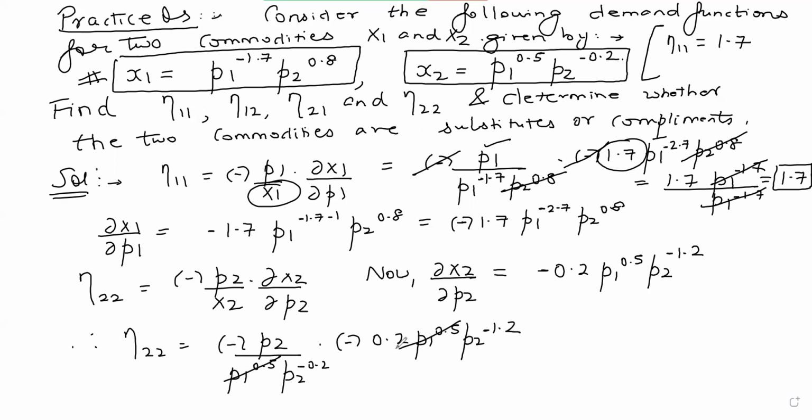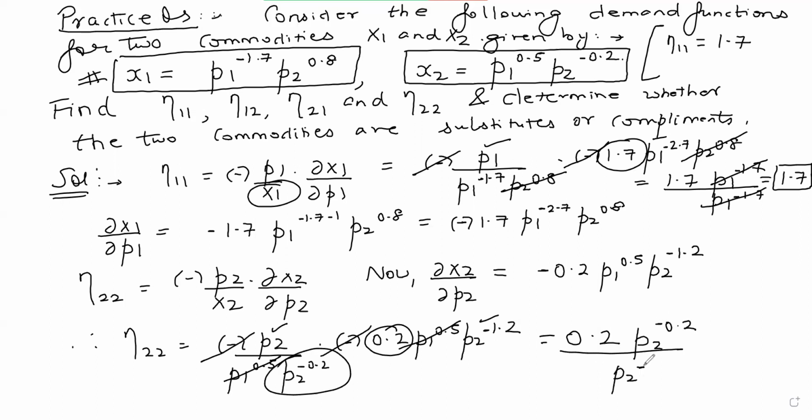This cancels, minus minus makes it plus. P2 multiplied by P2 to the power negative 1.2, with the 0.2 in front, makes it P2 to the power negative 0.2 over P2 to the power negative 0.2. This cancels out, I get 0. So on the top, I can write that eta 22 has come out as 0.